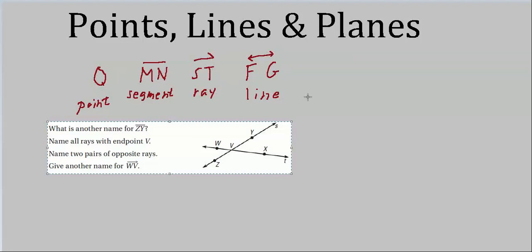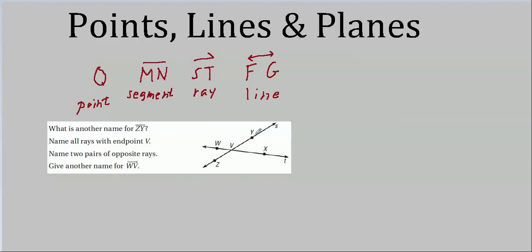And here we have to make sure we can identify our geometric objects. Now, as I said, if we can't identify these things, it'll be hard to talk about and hard to understand the problems. What's another name for ZY? Well, what is ZY? They drew just a segment up here with no arrows. That means we're referring to the segment ZY.